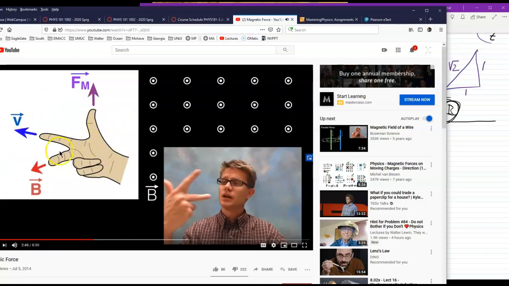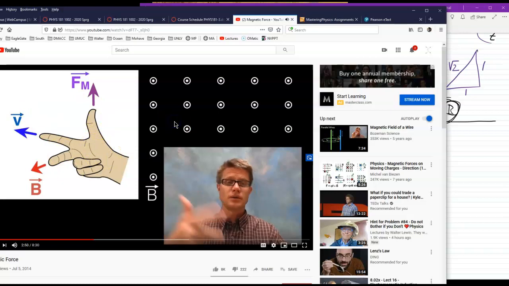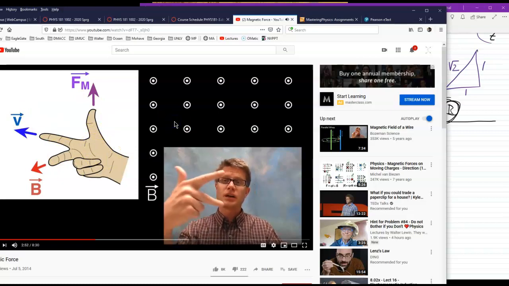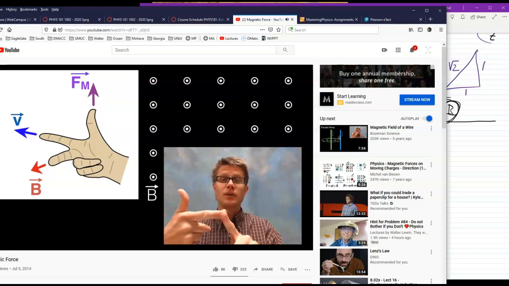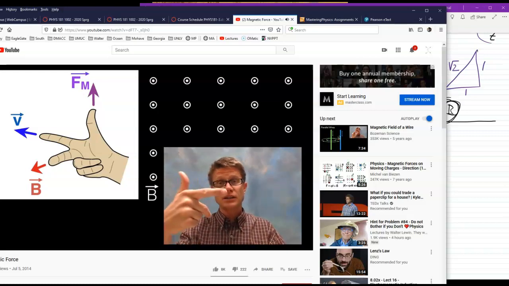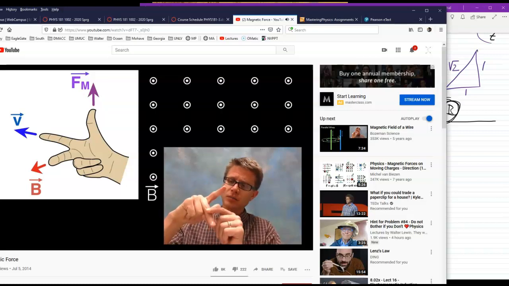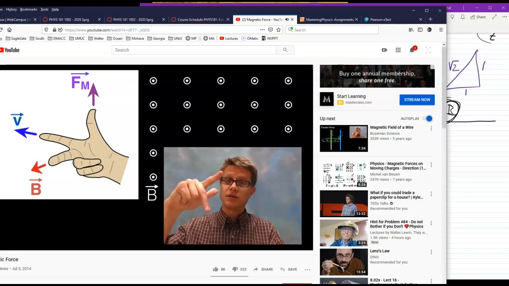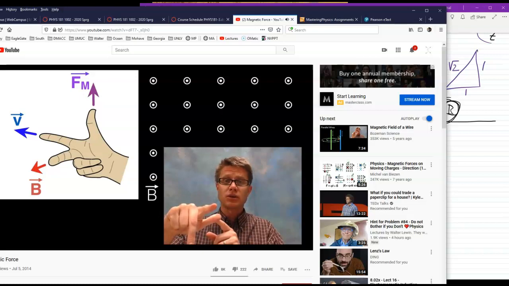Okay, so this is the one you need to know. It takes a second to get this figured out, but I'm going to hold my fingers out like this. Remember, this is your right hand, not your left hand. Pointed out, that's going to be the vector of the velocity. So in other words, where that charged particle is moving. I then have my middle finger at 90 degrees to that, and that's going to be the magnetic field. And then the force is going to be your thumb.